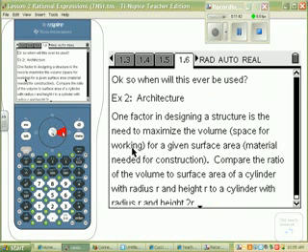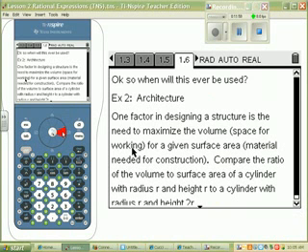Okay, so when is this ever going to be used? We're dealing with architecture. How many of you, do I have anybody in here that wants to be an architect? No? Okay. Well, this is used for architecture, okay? So we're going to look at how to do this with architecture.